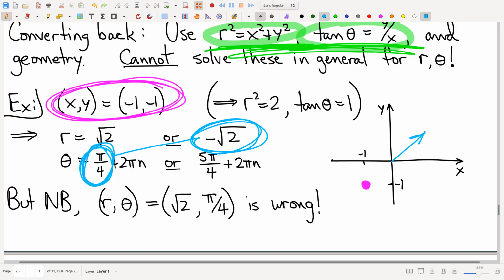And then likewise, analogously, 5 pi over 4 pairs with positive square root of 2. Everybody happy?